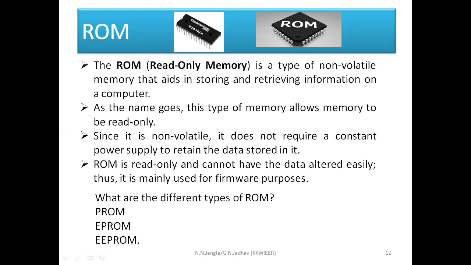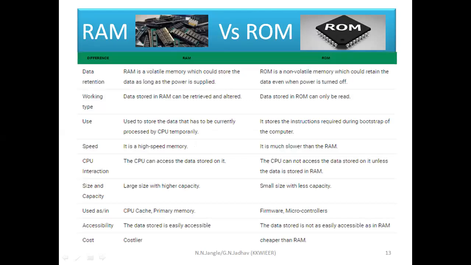ROM is read-only memory and cannot have the data altered easily. In case of random access memory, we can change the data, we can alter the data easily, but that is not the case with ROM. We can read the data only in ROM. There are different types of ROM. The types of ROM are PROM, EPROM, and EEPROM, which we will discuss later. Okay. So let us differentiate between RAM and ROM memories. The parameters are given here, and according to the parameters, we will differentiate between RAM and ROM.